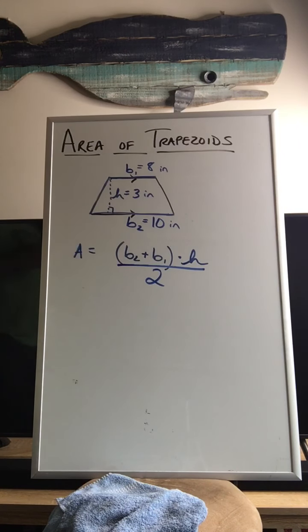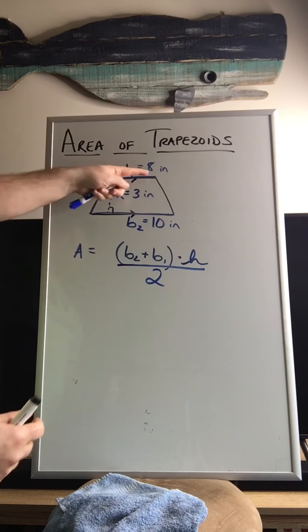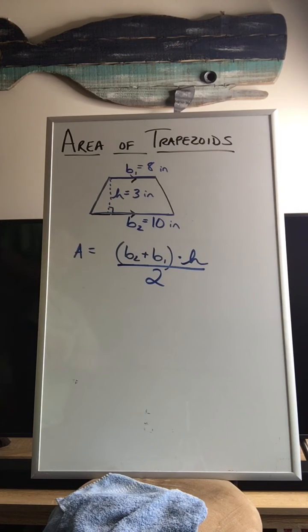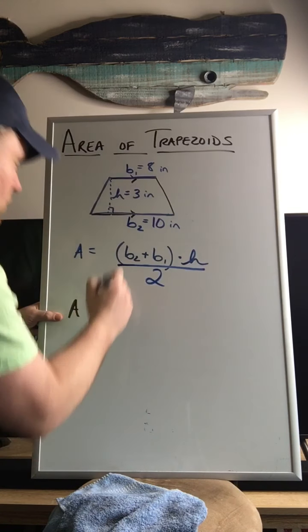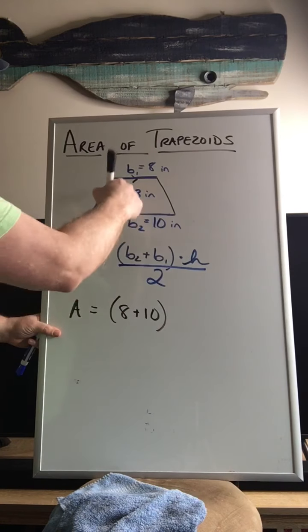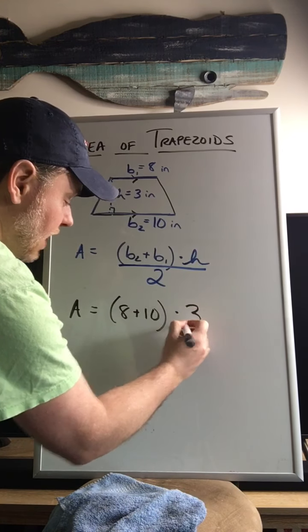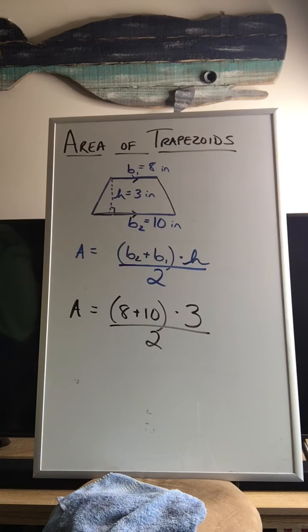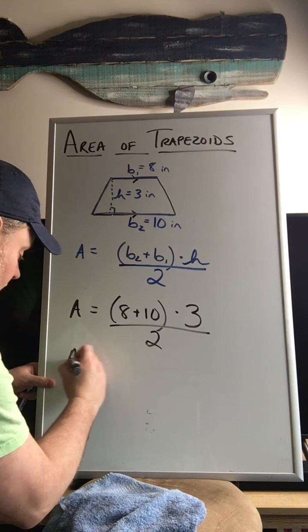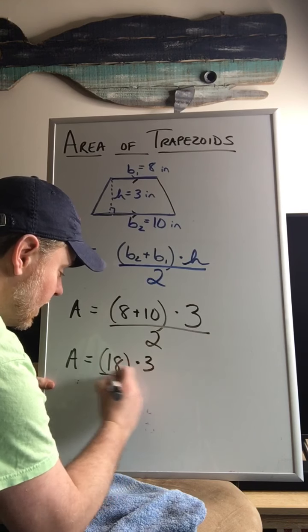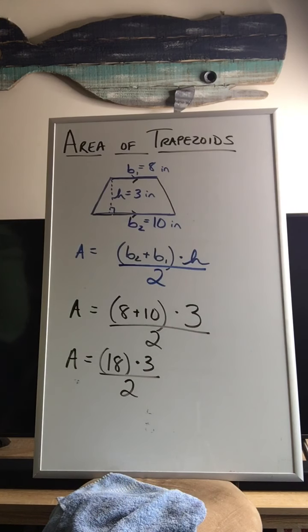Okay? So to find the area then, if this base is 8 and the bigger base is 10 and the height is 3, to find the area, all you do is you add the bases, 8 plus 10, you multiply by the height, which is 3, and then at the end you have to divide by 2. Okay? So that's going to be 18 times 3, and then you divide by 2. Okay? And that will give you your final answer.